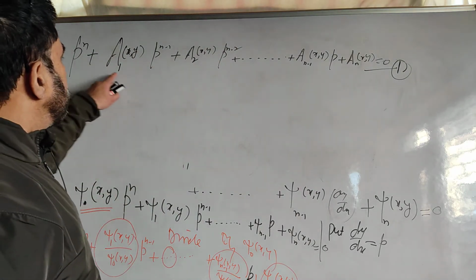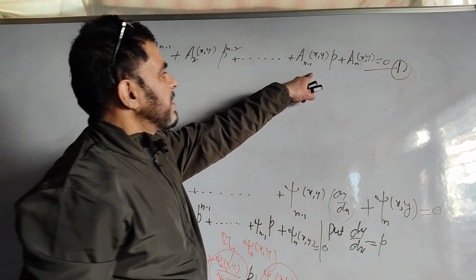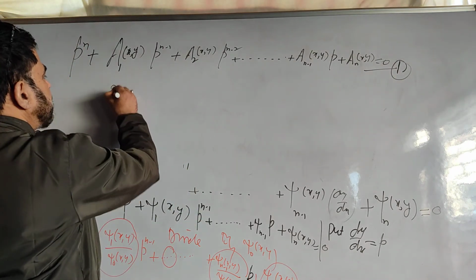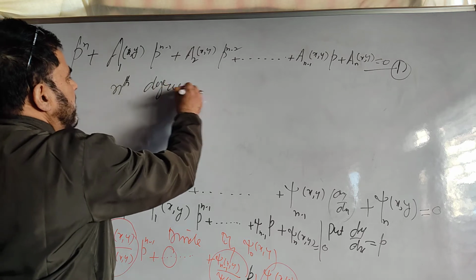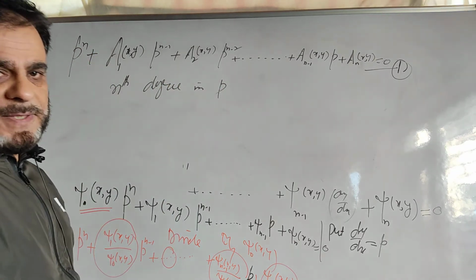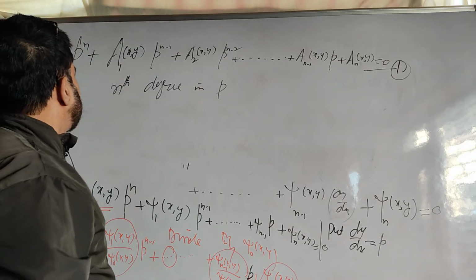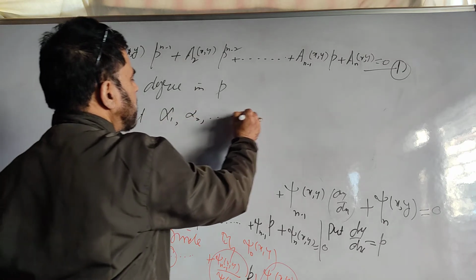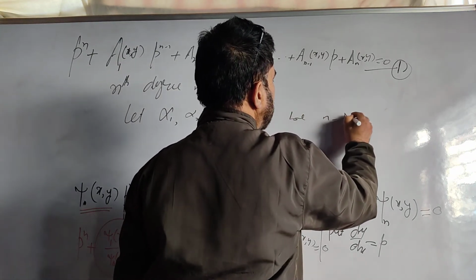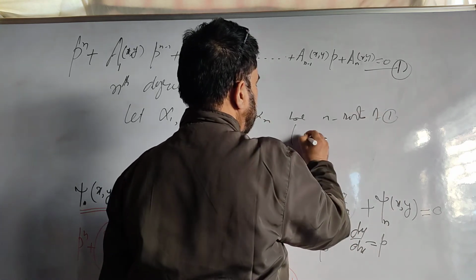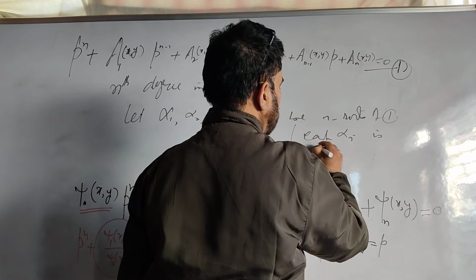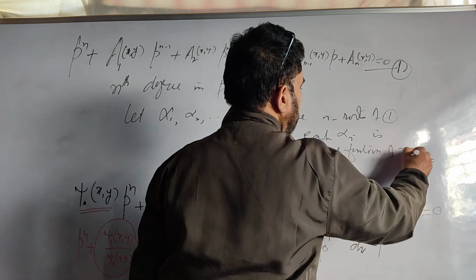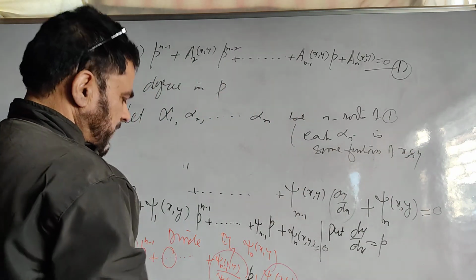You see the coefficients are some function of x,y, some function of x,y, some function of x,y, and a_n(x,y) is also some function of x,y. This is nth degree. This is now nth degree in p. It has the degree n in p. We assume let alpha 1, alpha 2, up to alpha n be roots of equation 1, where each alpha i is some function of x and y. These are functions of x and y.